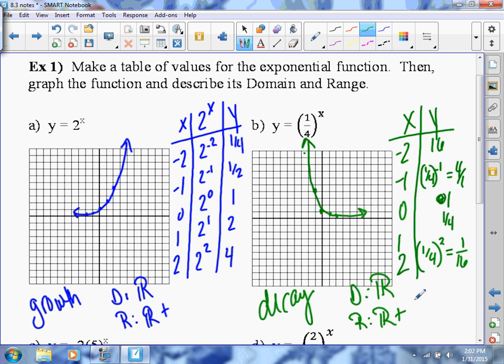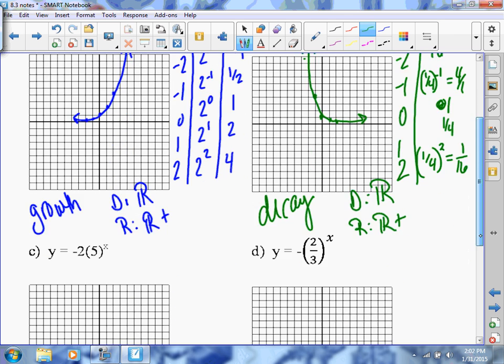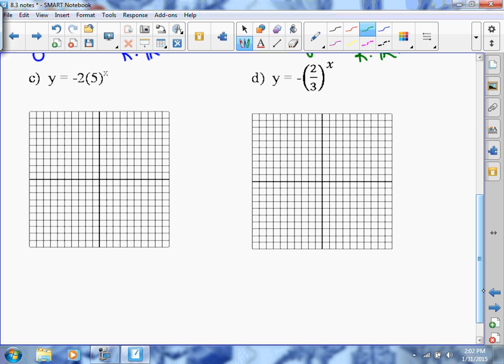Okay, we have 2 more. Okay, part C, we're going to do the same thing. We're going to make a table of values, except this time we have a number that's out front. We have that A value. So I'm going to do 5 to the x first, and then whatever I get, I'm going to multiply by -2.